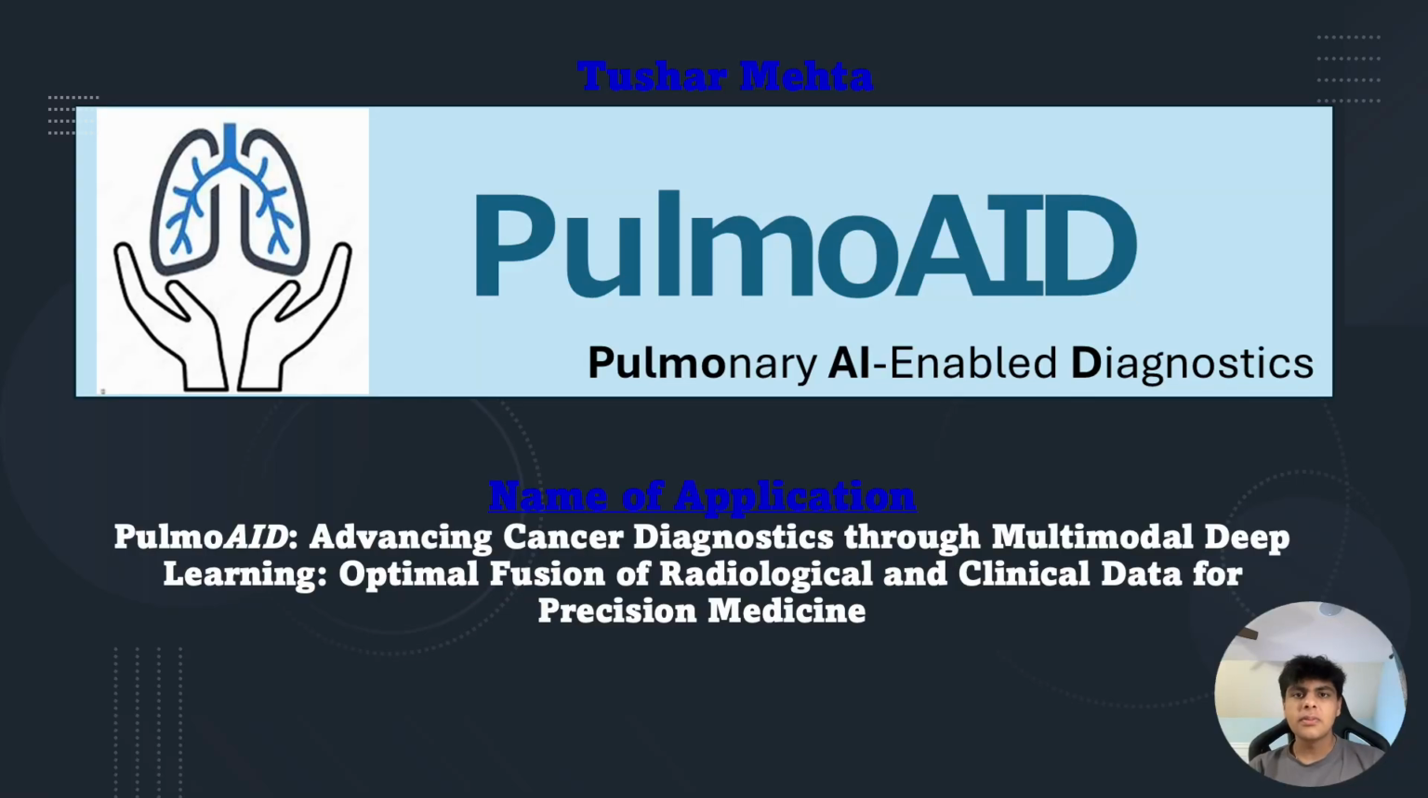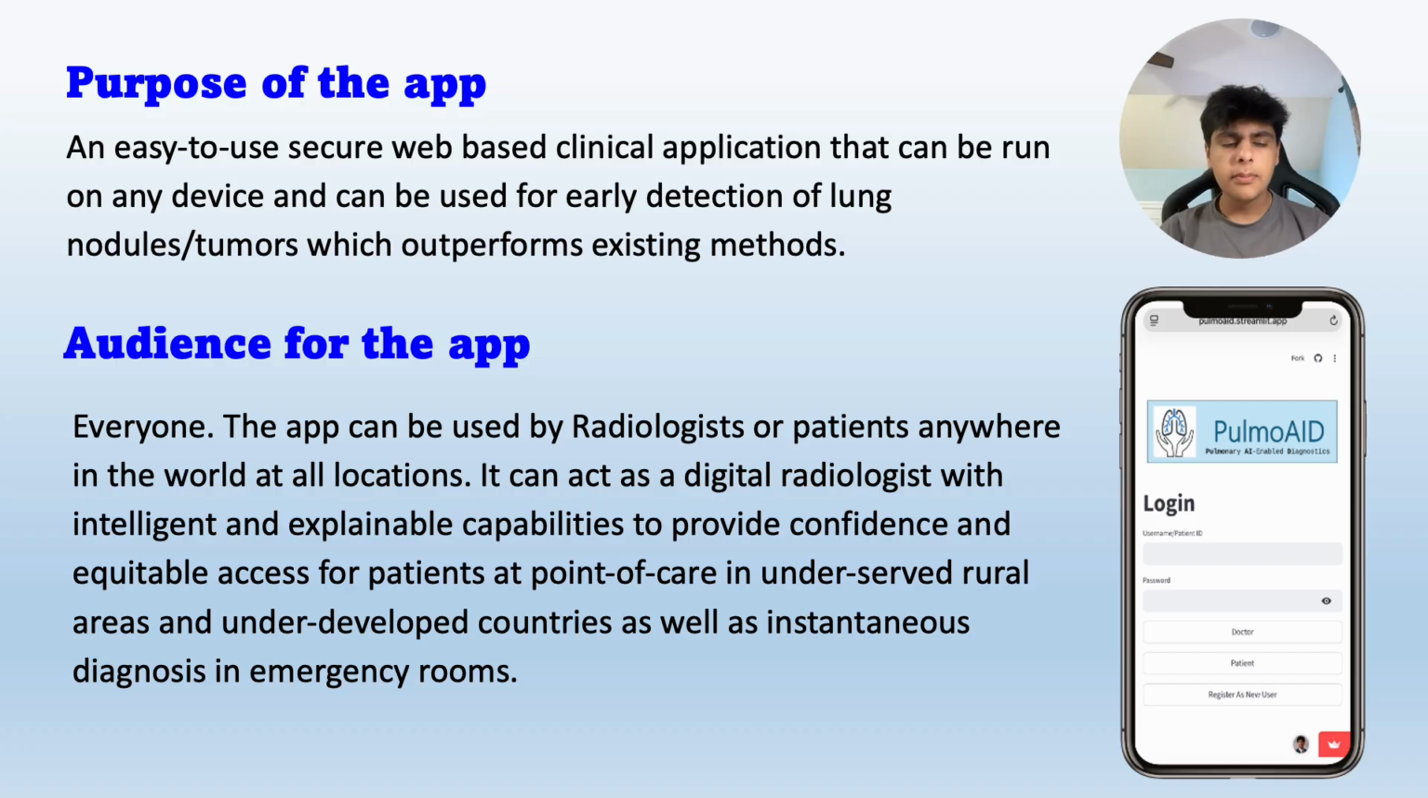Hi, my name is Tushar Mehta, and for this year's Congressional App Challenge, I return with PulmoAID. The purpose of my app is a web app available on all platforms, and it is identifying lung tumors or nodules efficiently to advance early detection. And the audience of this app is pretty much everyone, ranging from patients and researchers to pulmonologists and radiologists.